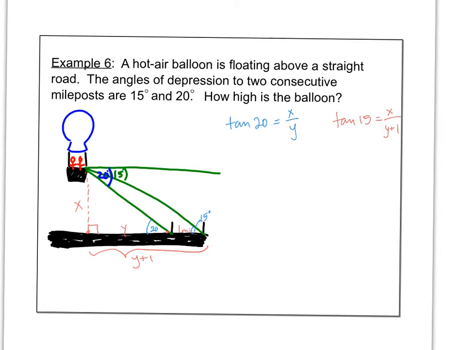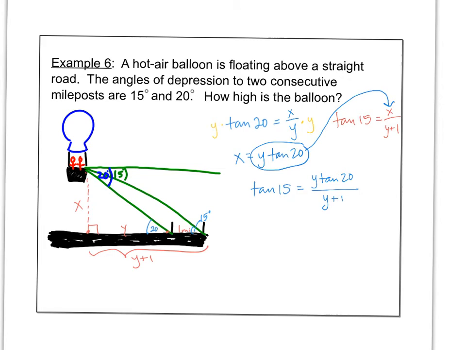Now, if we only could know what either X or Y was equivalent to, then we could do some substitution here. So what I did is I thought, all right, I'm going to multiply by Y, and what I get is X is Y times tangent 20. I can substitute this into my other equation for X, because X equals Y times tangent 20. So I'm going to do that. So it's going to go tangent 15 equals, now instead of the X, I'm going to plug in Y tangent 20 over Y plus 1. And I'm going to try to see if I can somehow solve this for Y.